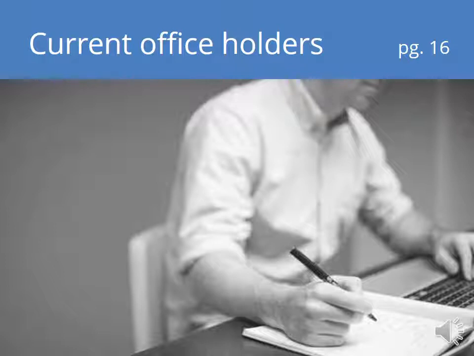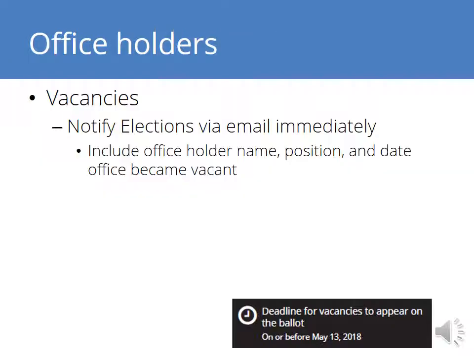Next is current office holders. It is extremely important that King County Elections has accurate, up-to-date information for all current office holders. Our office must be notified immediately of any vacancy that occurs. Even if the vacancy will not cause the office to be up for election that year, we need to know as soon as it happens. The best way to notify our office is to send an email with the name of the person who has resigned, the position number, and the date the office became vacant. We need to have this information in writing. A phone call is not sufficient.